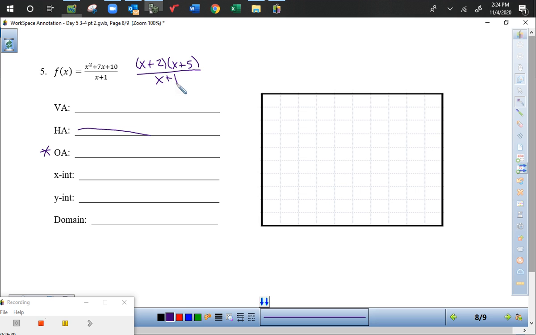Okay, but nothing cancels, so for the oblique asymptote, we're going to use synthetic division. Remember, for synthetic division, we go to our numerator and write down all the coefficients in order. If anything's missing, put a 0 in there for it. On the outside, our divisor is just the opposite sign of what you see below. So we have a plus 1, that'll be negative 1 for us.